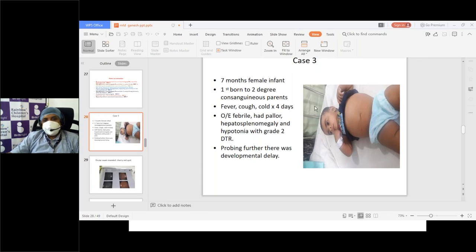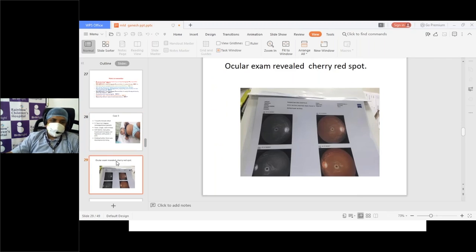On clinical examination, she had moderate to marked hepatosplenomegaly, and we thought of developmental delay with hepatosplenomegaly. Then we proceeded with the ocular examination, which revealed a cherry red spot. This further narrowed down the diagnosis: a child who presents with hepatosplenomegaly and developmental delay, having a cherry red spot, is only either Niemann-Pick disease, Tay-Sachs disease, Sandhoff disease, or GM1 gangliosidosis.